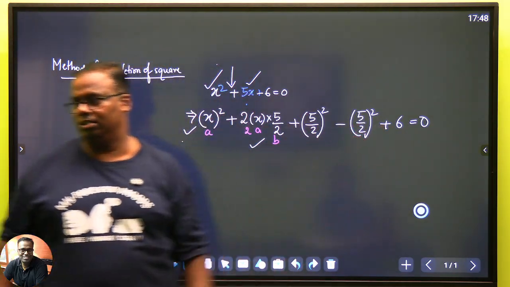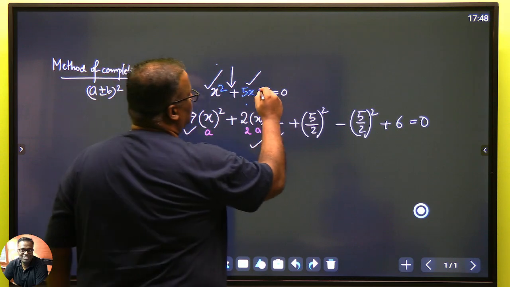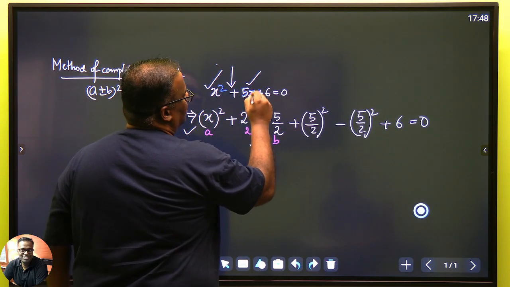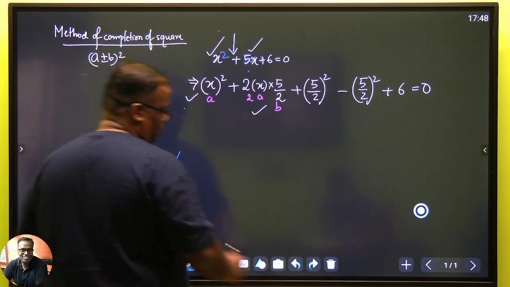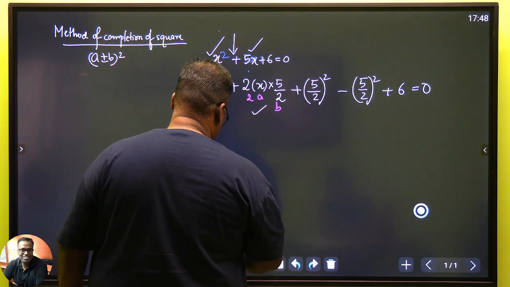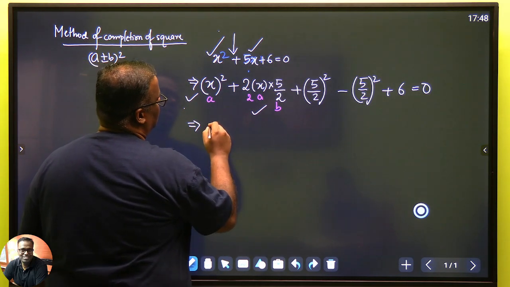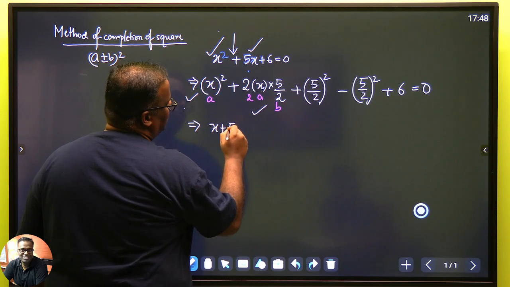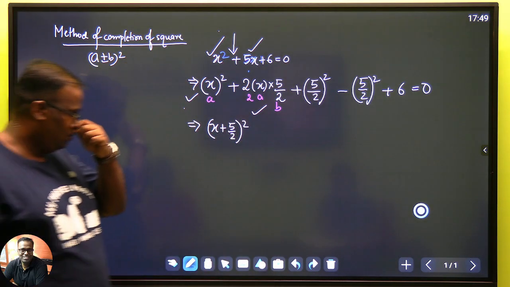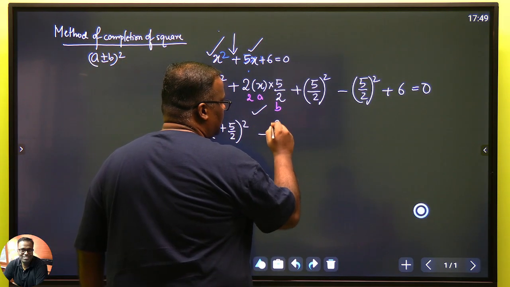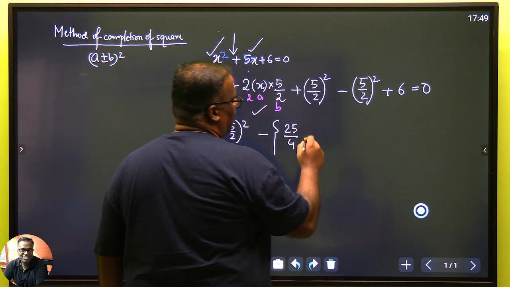And these two cancel each other. Which one has become negative to positive? This is not negative, this is positive. You didn't see this. Okay. Clear? Okay, let's see now what we can do from here. My next step would be x plus 5 by 2 whole square. Are we fine? Okay, very good. I take the minus common and I open it up as a bracket. What is 5 square by 2? 25 by 4. Right? And I write this as minus 6.